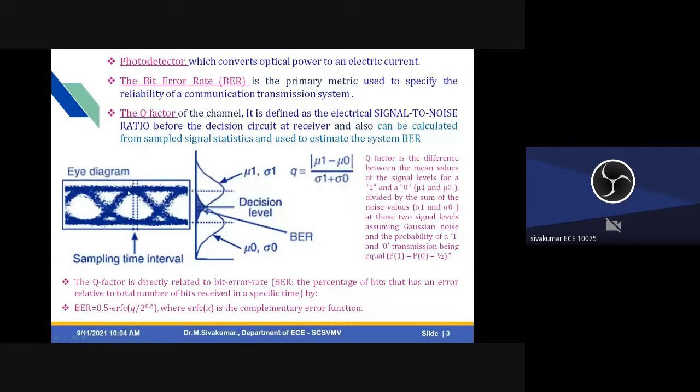This is the eye diagram. Last class itself we analyzed this eye diagram with the bit error rate analyzer. This is the sampling time interval, with the isolation barrier. In the sampling time interval, we are going to analyze the Q factor. What is the Q factor? It is the difference between the mean values of signal levels for ones and zeros.